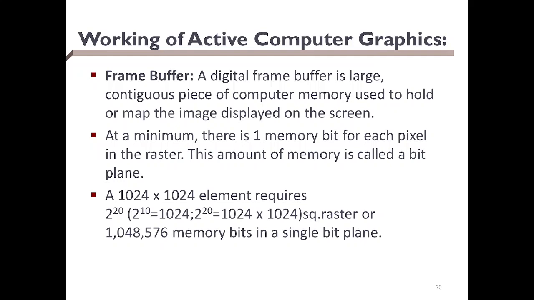Okay, so this amount of memory is called a bit plane. The minimum memory is called the bit plane. So a 1024 times 224 element requires that much square raster in a single bit plane. If you have an image element of those dimensions, 1024 times 224, it will require that much square raster or that many memory bits in a single bit plane.